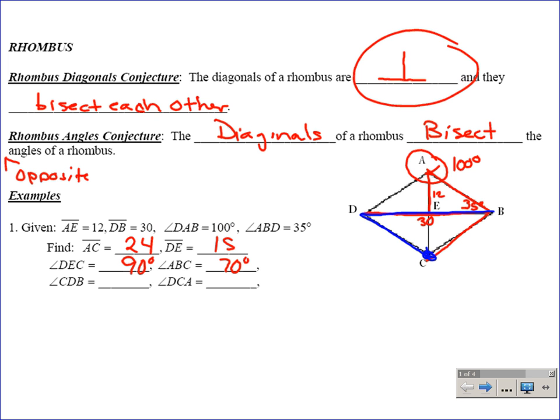Well, how is that related to any of these other angles that are up here? Wow, that's good. These two are parallel lines, and here's your transversal that cuts through them. So if this is 35, what does this have to be? 35. Also has to be 35.